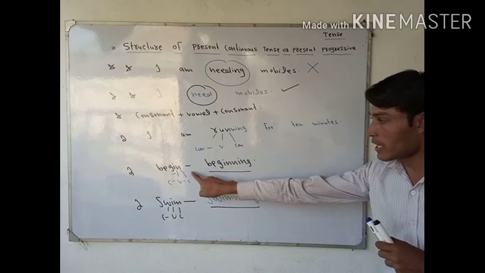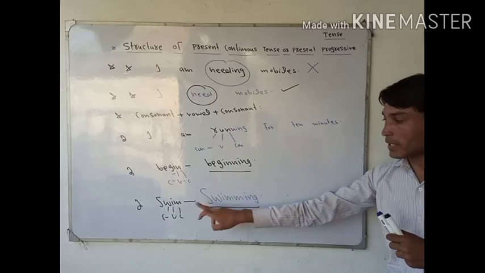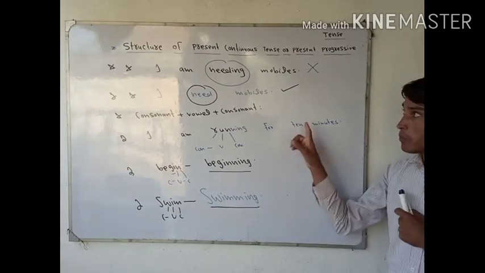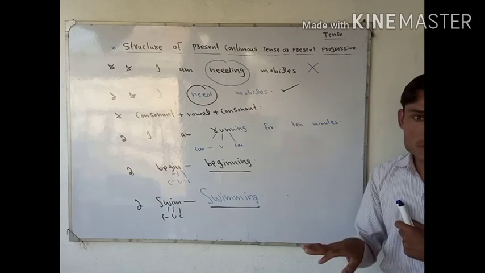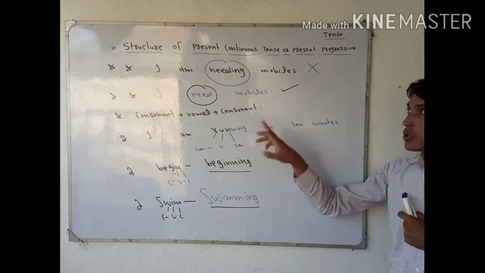So the next verb is begin, which becomes beginning. Swim also follows the same formula, swimming. That was the end of the present continuous tense with detailed explanations. In the next video we will discuss the negative and interrogative structure of the present continuous tense.